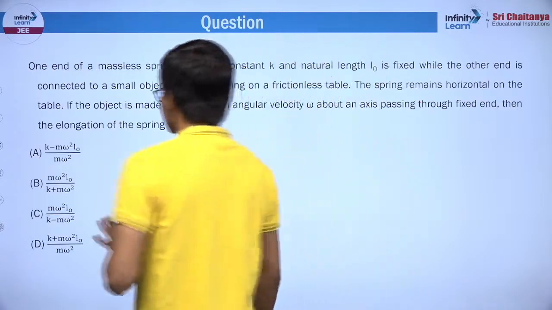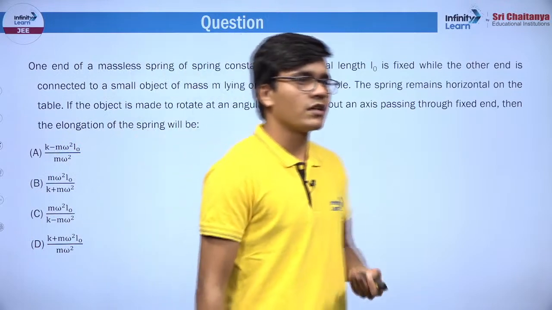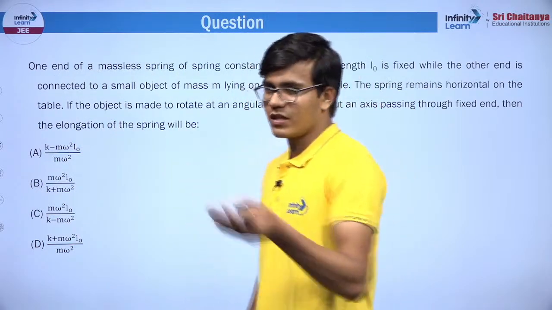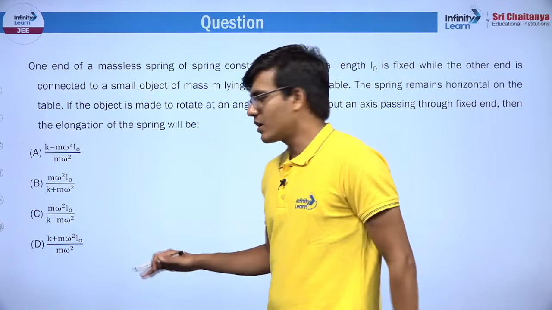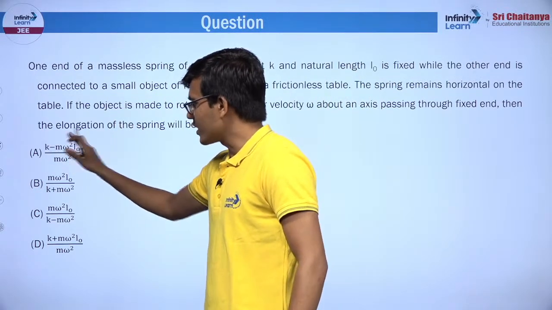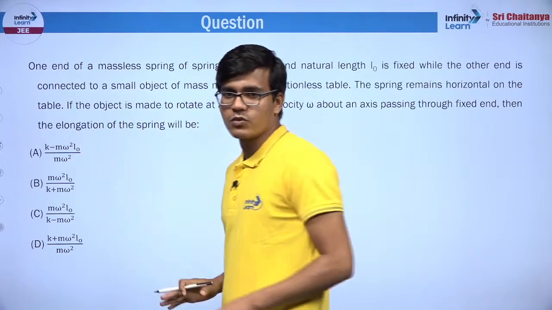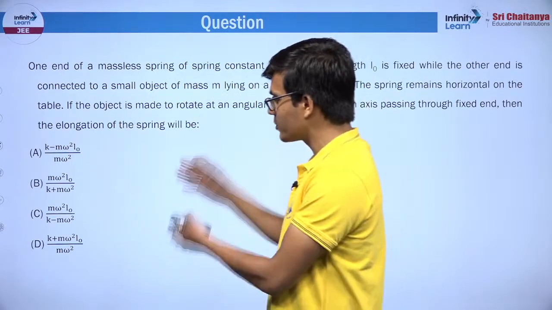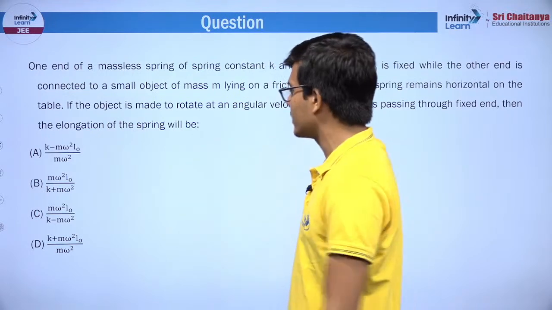Moving ahead, this is a well-known question of circular motion, right? And mains have asked the same question so many times in the last 2 to 3 years. And last year the question was such that they gave a value of k, m, omega, everything, and asked for the final value. That was something calculative. Here they have only asked for the expression. You don't have to calculate anything.